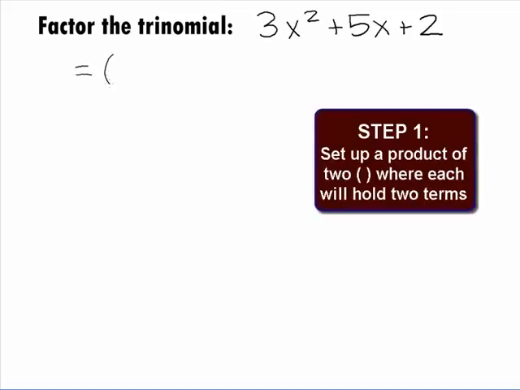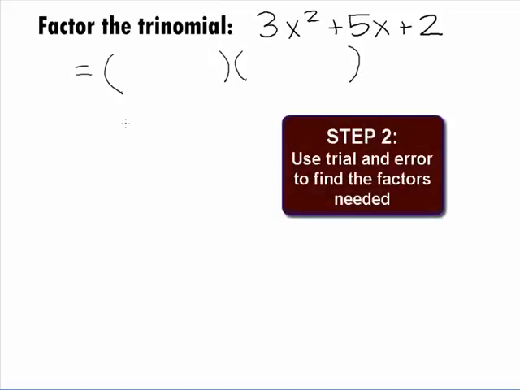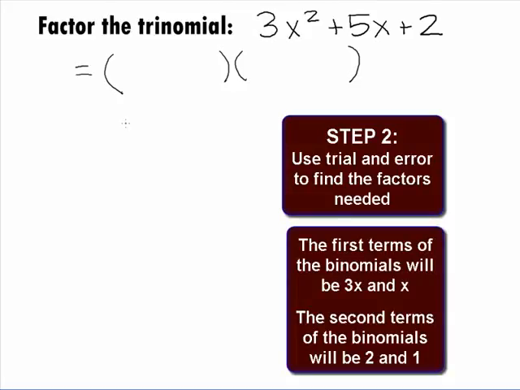In step 1, we want to set up a product of two binomials. In step 2, we're going to use the process of trial and error to help us figure out what terms need to go into our binomial factors. In the first terms of the binomials, we need factors of 3x squared. This would have to be 3x and x. In the second terms of the binomials, we need factors of 2. This would have to be 2 and 1. I use positives here because the middle term is positive.